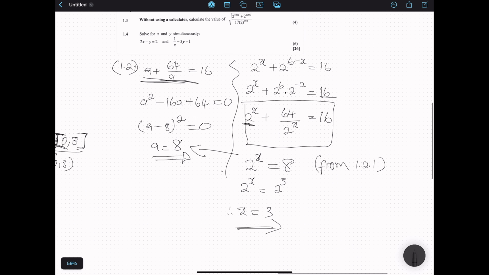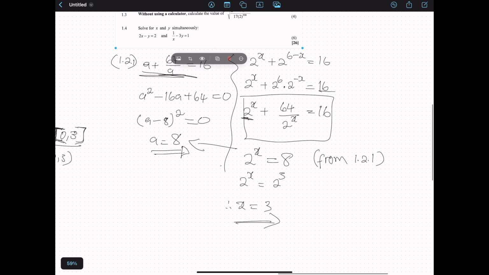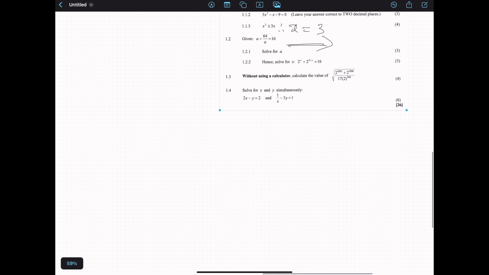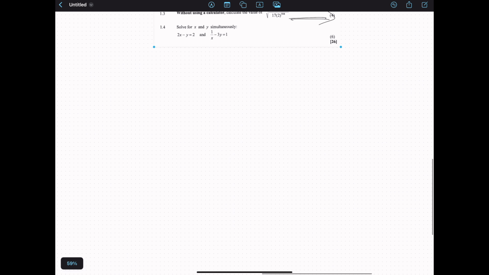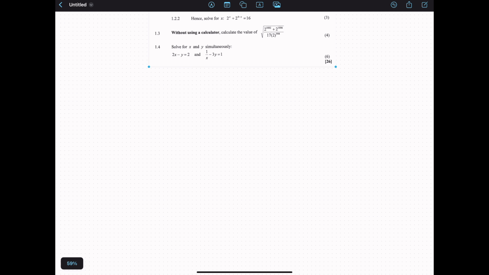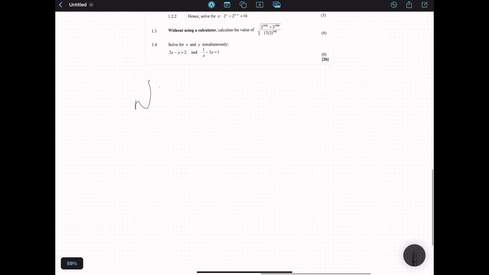So let's move to another question, 1.3, which is kind of interesting when you look at it. For 1.3, they say without using a calculator, calculate this, right? So we have the square root of 21102. I love this kind of question, because they are simple, but when you look at them, they might look like they are difficult, but they are not.